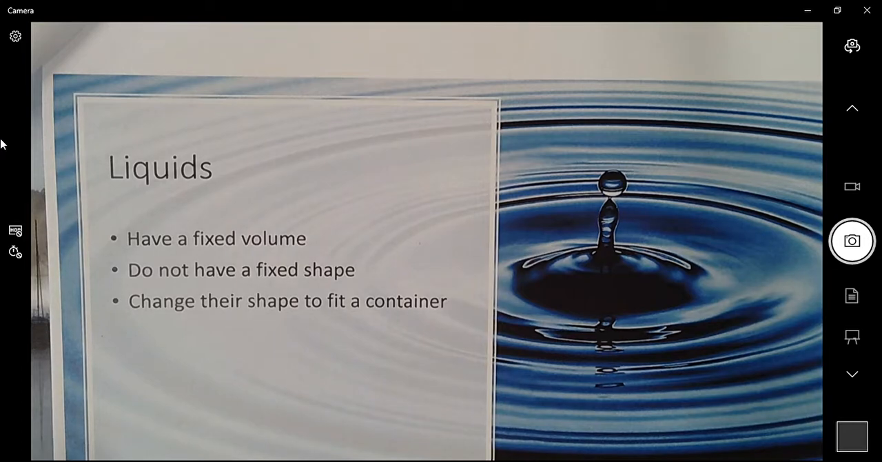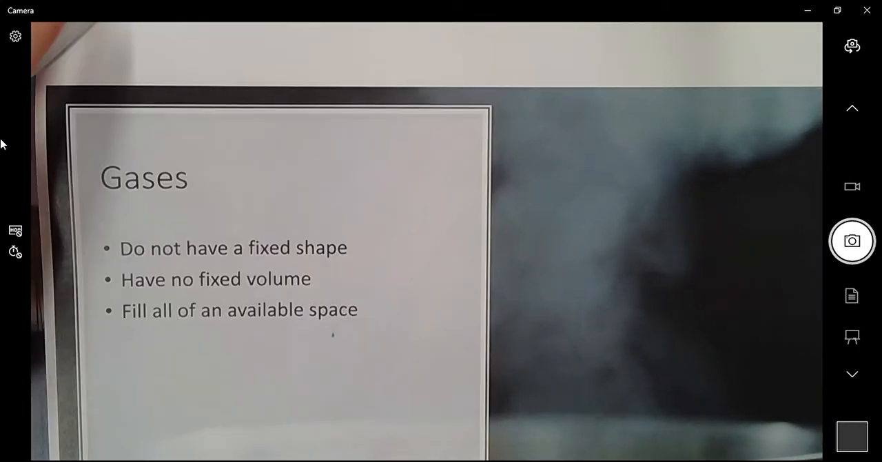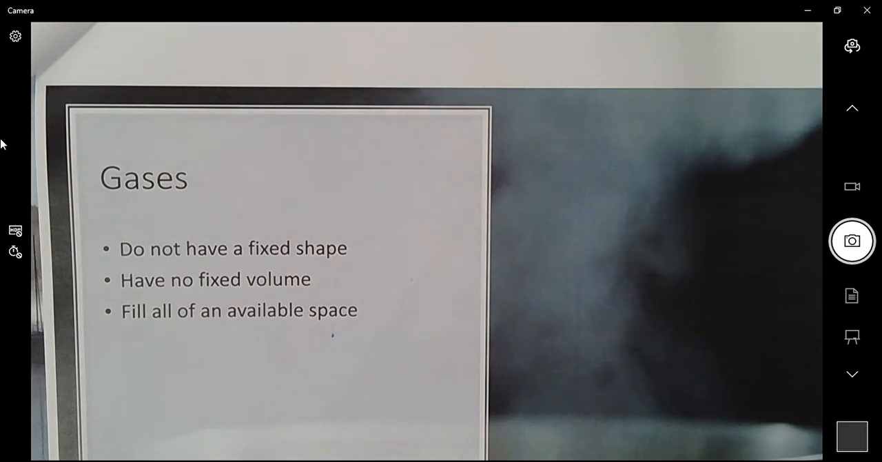And finally, we had gases as our final state of matter. Gases do not have a fixed shape. They have no fixed volume. There is no fixed amount of gas, and they fill all of an available space. So if there is a gas, it will fill all the space available to it. So well done if you were able to remember all three states of matter and their properties.